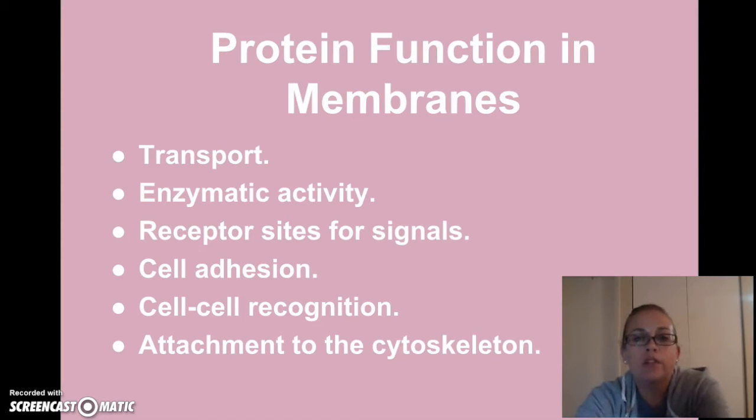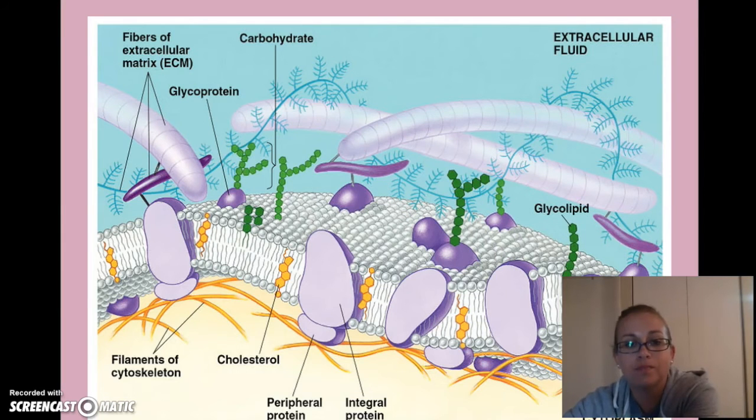So why do we have these proteins in cell membranes? They serve lots of jobs. They aid in transport. They help with enzymatic activity. Some stuff that we're going to talk about within this unit especially is that they're receptor sites for cell signaling. They help cells adhere to each other. They're used for cell-to-cell recognition and also for attachment to the cytoskeleton.